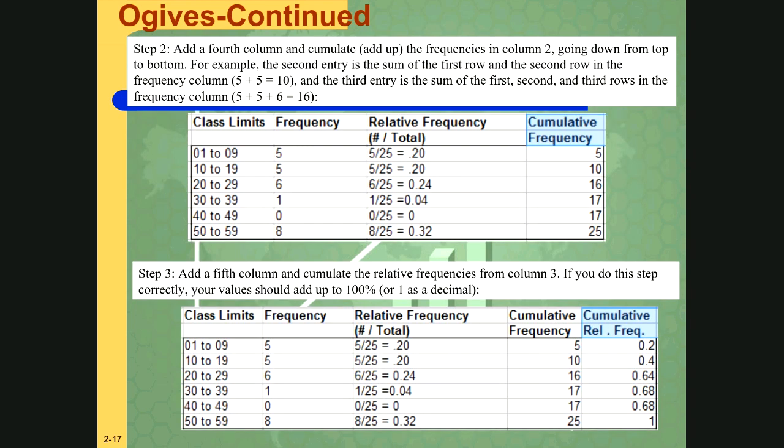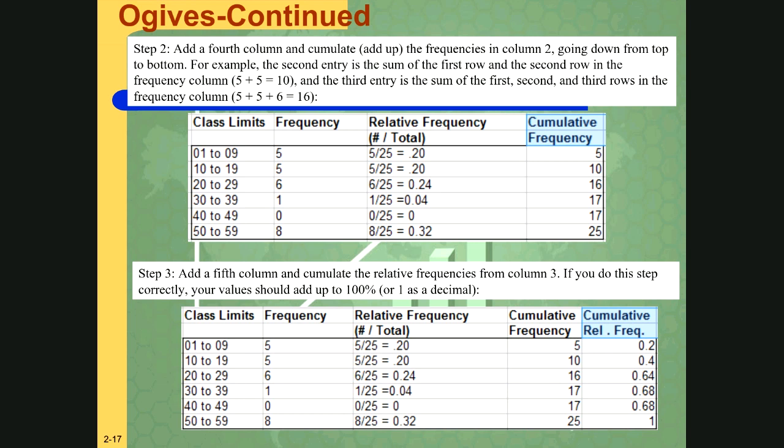So you add a fourth column and cumulate. You add up. That's what cumulation means. The frequencies in column 2, going down from the top to the bottom. For example, the second entry is the sum of the first row and the second row, as you saw in the video. So the first one, now they're doing, in this example, it's a raw frequency. It is not the percentages, but if you add up the percentages, they should also add to 1. Okay, the cumulative frequency adds up all the frequencies, and in this case, it's 25.